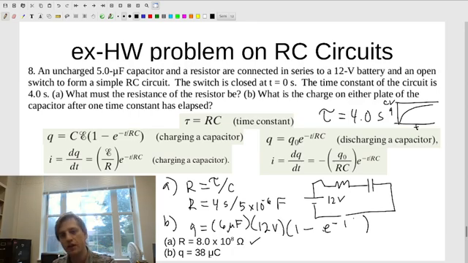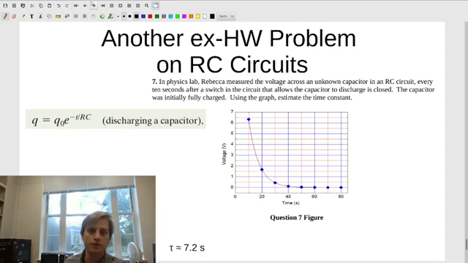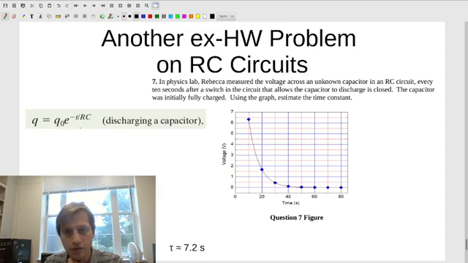Okay, so it's pretty straightforward once you know what you're talking about. Let's take a look at another one of these problems. This one is sort of an interesting one because the discharging of an RC circuit is an example of exponential decay. And that's the same sort of thing that you come across if you're thinking about the decay of radioactive elements, for instance.